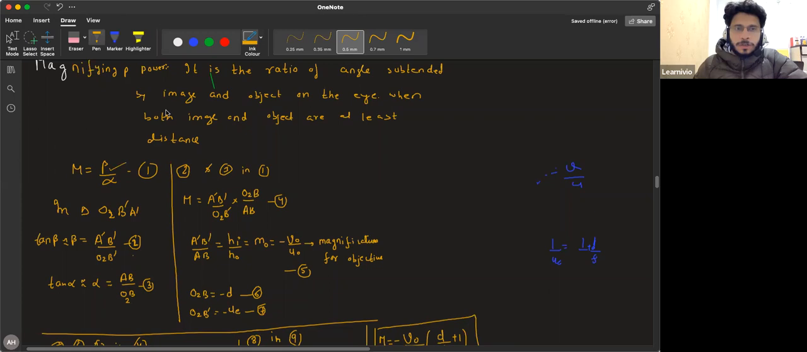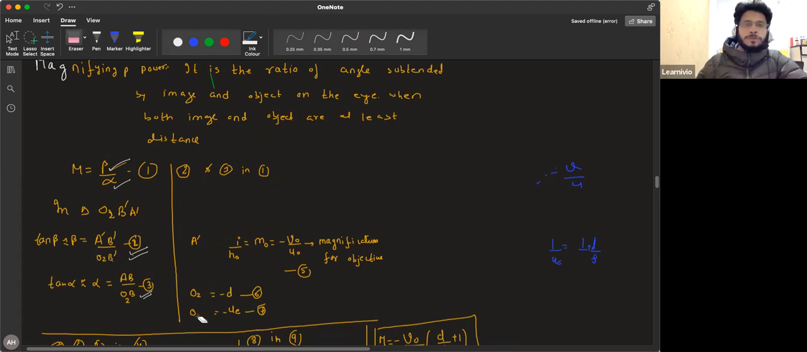This is beta, this is alpha. This comes out to be the equation of beta, and this comes out to be the equation of alpha. I just substitute it here. So this is A prime B prime by O2B prime. I should write these steps here, because these steps will confuse you.